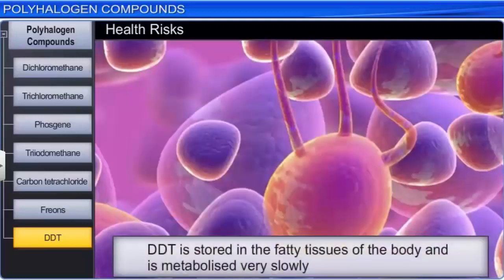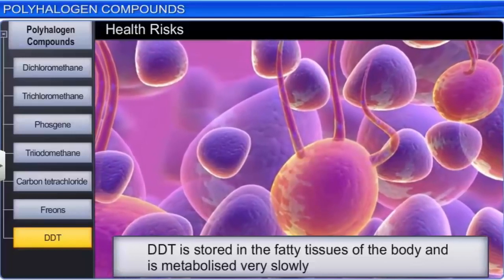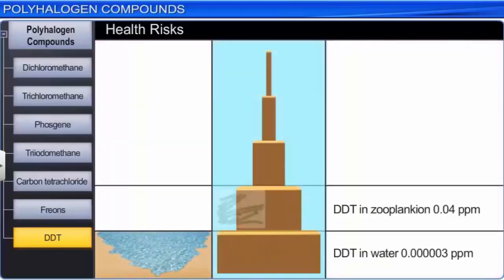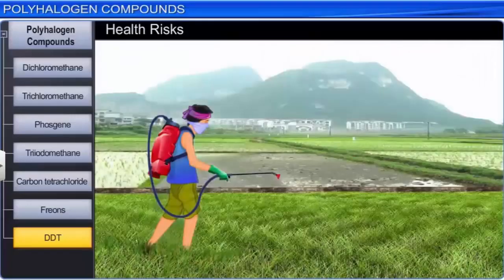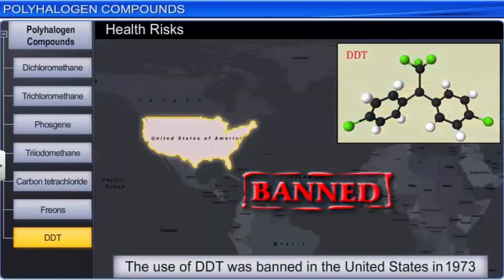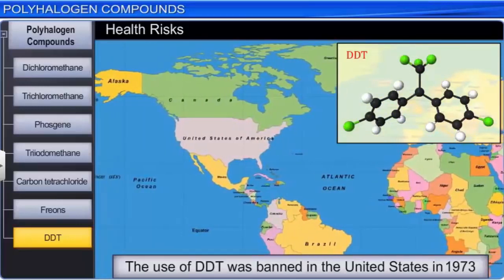DDT is stored in the fatty tissue of the body and is metabolized very slowly. As a result, it persists in animals and becomes more concentrated in species higher in the food chain. The use of DDT in agriculture has led to measurable DDT levels in humans. The use of DDT was banned in the United States in 1973. However, it is still in use in some parts of the world.